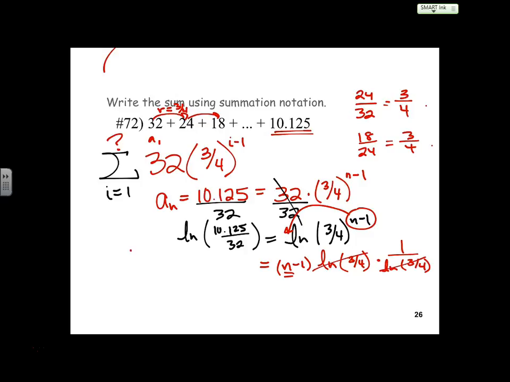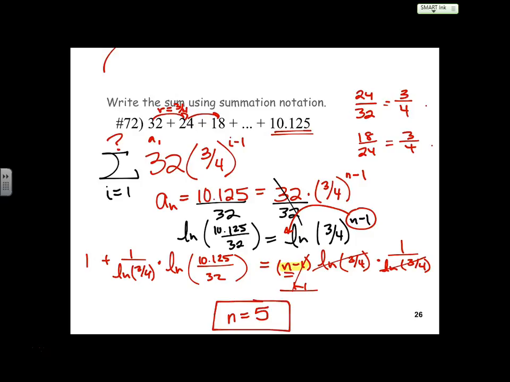On the other side, we could do 1 over ln of 3/4 times ln of our 10.125 over 32. What's the last step in getting n by itself? Adding 1. Plus 1. N is equal to, what did you guys get as you plugged into your calculators? 5? 4.1?